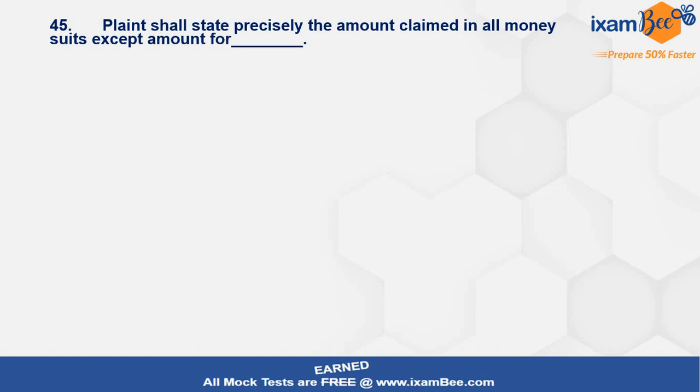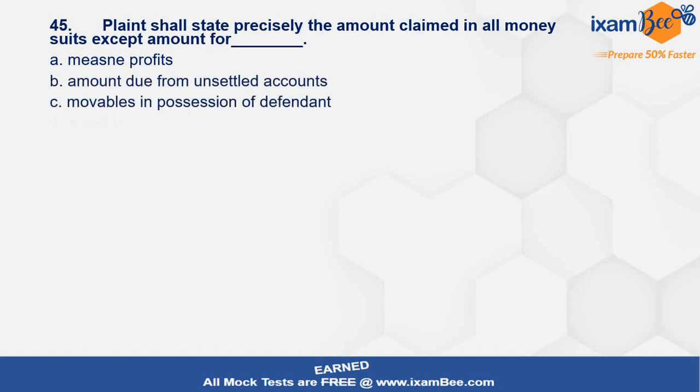Plaint shall state precisely the amount that is claimed in all money suits except the amount for... Now this is relating to drafting of a plaint. Can anybody guess the order number in which plaint is being discussed exclusively? I would suggest that you write in the comment section of this video. You will get it in the solution also, but till then: plaint shall state precisely the amount claimed in all money suits except the amount for.